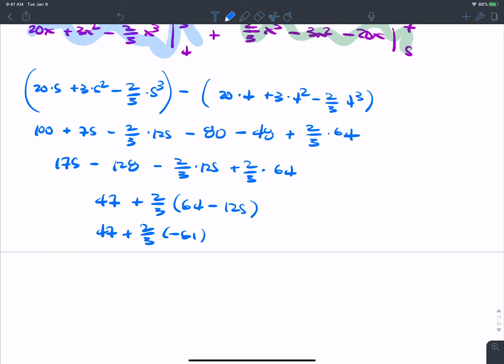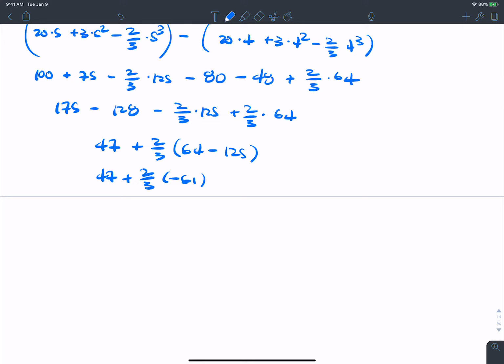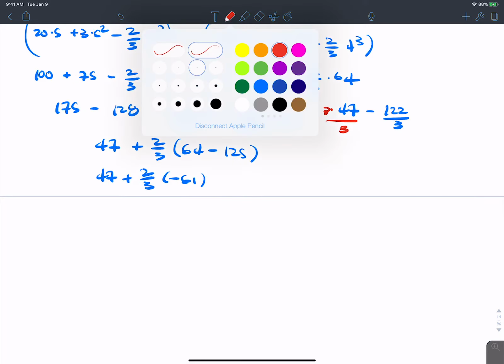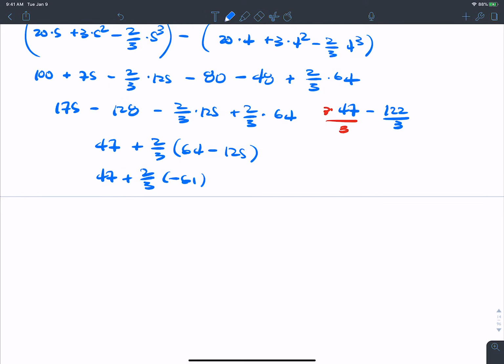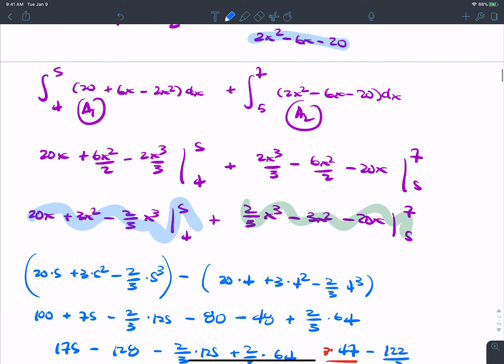That's still not divisible by 3. So this is going to be 47 minus 61 times 2, which is 122, over 3. Multiply the top by 3 and the bottom by 3, and we get 3 times 47, which is 141. So 141 over 3 minus 122 over 3. Anybody know that difference? 19 over 3. There you go, 19 thirds. That's just the blue integral.